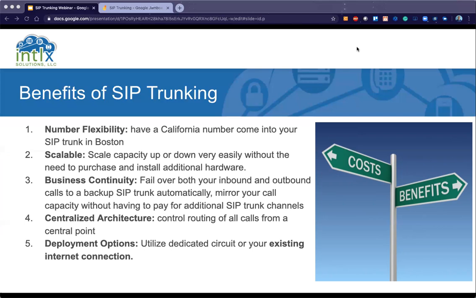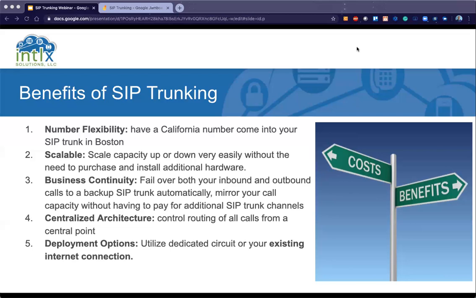Bullet number two is the scalability of it. When we talk about a SIP trunk, it's really a configuration profile that you would have with a carrier. So let's say you have a SIP trunk with Verizon, and they say, okay, you have 50 channels. Okay, great. We configure your session border controller, and we can configure your phone system. If you want to go from 50 to 75 channels, it's very easy to just ask Verizon for 25 more channels. We don't need to install anything. We don't really need to touch the phone system, right? We can future-proof the configuration.